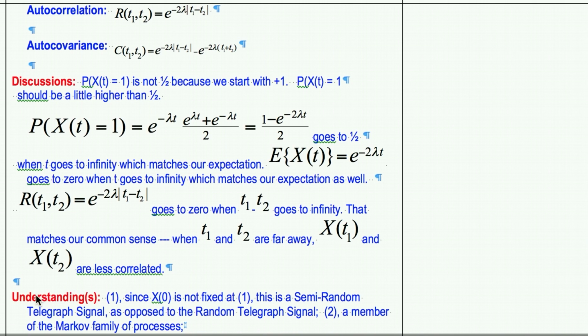In regard to the understandings: number one, since x of 0 is not fixed at 1, this is a semi-random telegraph signal as opposed to the random telegraph signal. Number two, this is a member of the Markov family of processes.